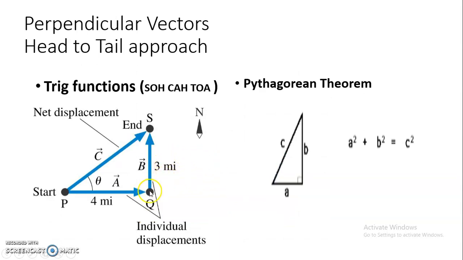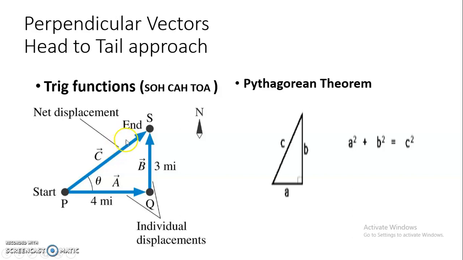So what we do is we take the tail of the second vector and we place it on the head of the first vector, and then that gives us this. And then to create a triangle, we have to create one more arrow from the start point to the end point. Okay, and that arrow that you created is going to be our resultant.